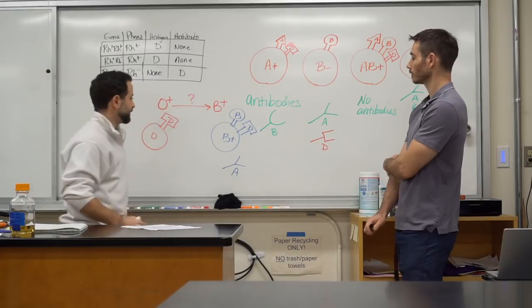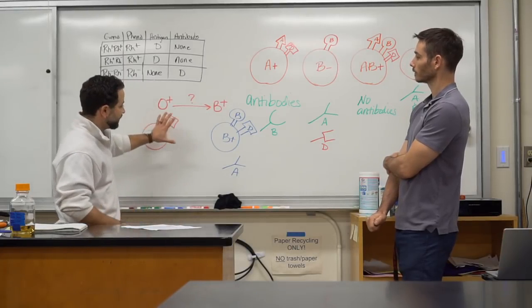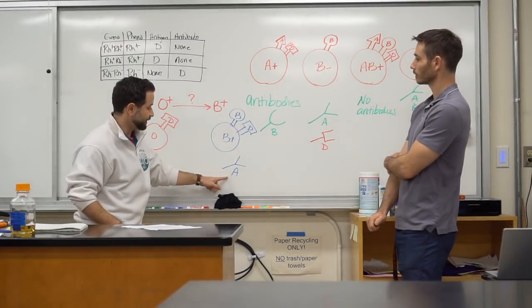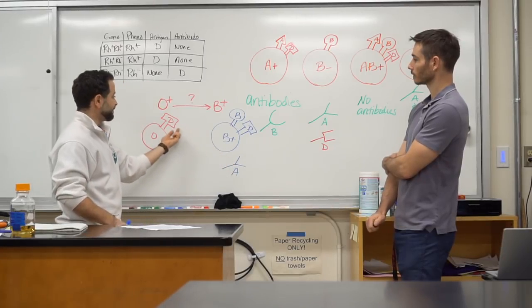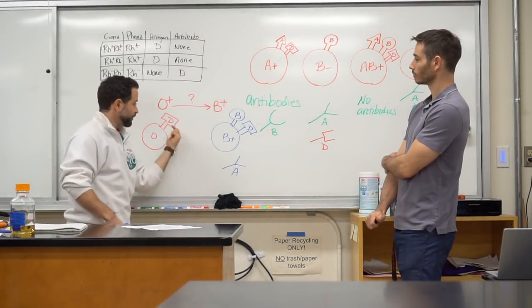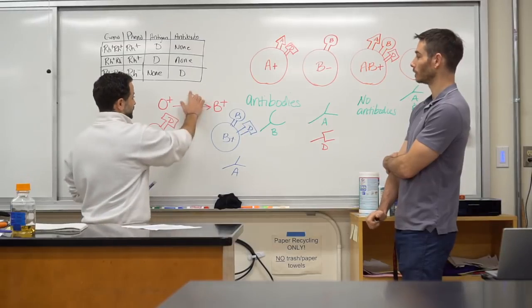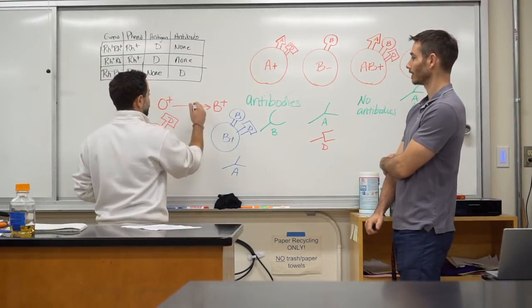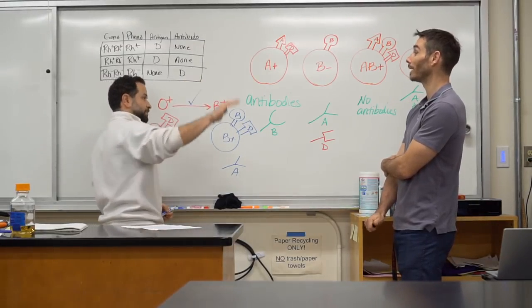I have an A antibody. So the question is, when this blood comes into contact with my antibodies, do I have an antibody that's a perfect match for one of his antigens? And it looks like I don't. So this is actually doable. Give that a check. I can give you my blood.